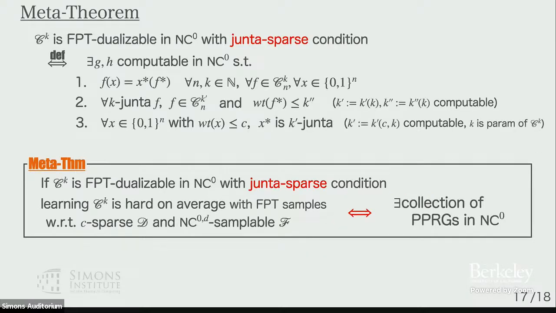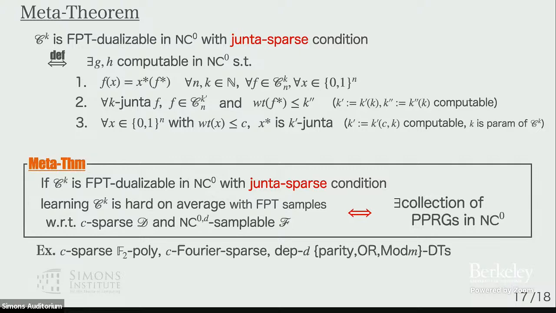Okay, and we can show the Meta-Theorem. If a parameterized class admits this dual notion with Funta sparse condition, then we can characterize the collection of PPRGs in NC0 based on the average case hardness of this class with respect to C-sparse distribution and NC0 samplable distribution over functions. And by verifying that these classes satisfy this condition, we can show the first result based on this Meta-Theorem.